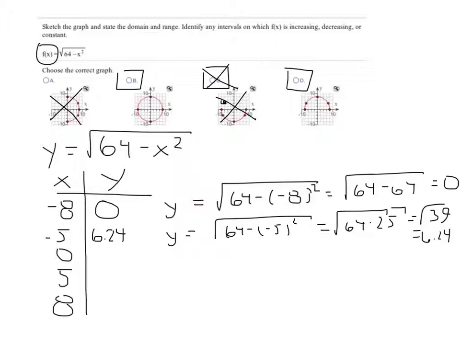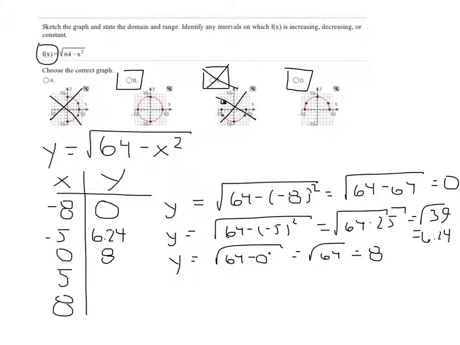Let's go ahead and plug in a 0. If I plug in a 0, I have 64 minus 0 squared. So that's the square root of 64, which is 8. So this is the ordered pair 0, 8. So if we look at our graph again, 0, 8 is right here on this axis. It's this point and this point, so I can't really eliminate a graph from there now.